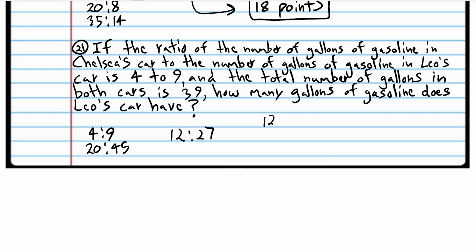Again, if you're not comfortable doing that in your head, you can just line them up vertically. 7 plus 2 is 9. 2 plus 1 is 3.